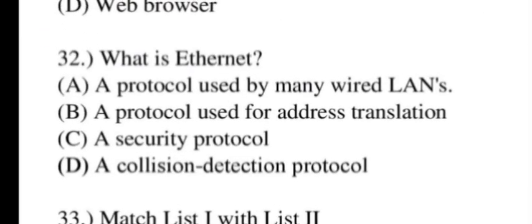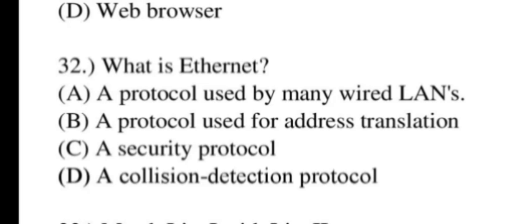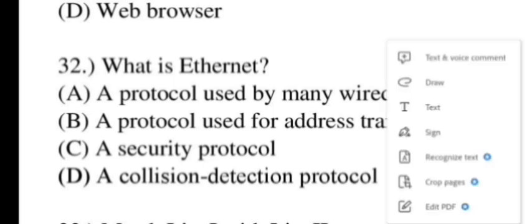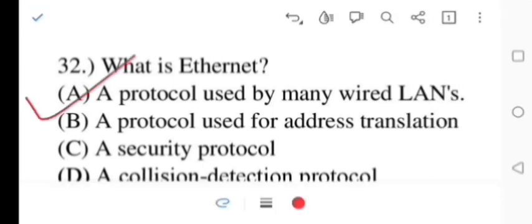32 says what is Ethernet? A, B, C, D. A. Protocol used by many wired LANs. LAN, local area network, if I'm not wrong. B says a protocol used for address translation. C says a security protocol. D says a collision detection protocol. 32 it will be a protocol used by many wired LANs.